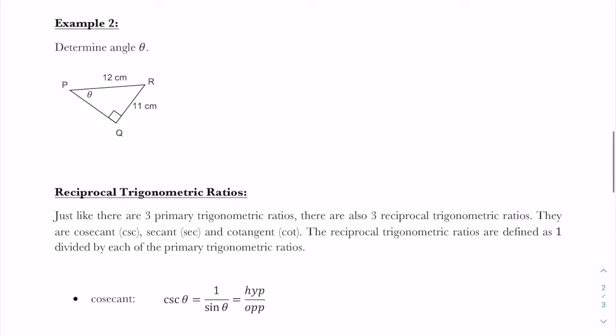Okay, let's do another one. In this case, we're asked to determine angle theta. So relative to angle theta, we're given the opposite side and the hypotenuse. The ratio that has the opposite and hypotenuse is sine. So sine of angle theta is equivalent to opposite over hypotenuse.